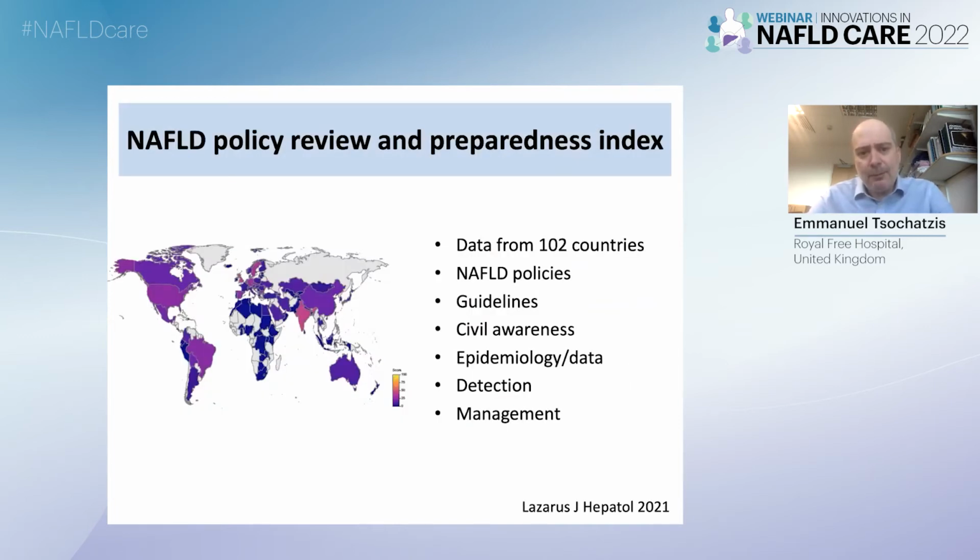Then this comes from Jeff Lazarus. It reviewed the NAFLD policy in 102 countries around the world, and it calculated a preparedness index based on the availability of national NAFLD policies, guidelines, civil awareness, epidemiology and data, NAFLD detection, and NAFLD management. And the results were very, very discouraging. The highest achieved score was just 42%, and a third of the countries scored 0.